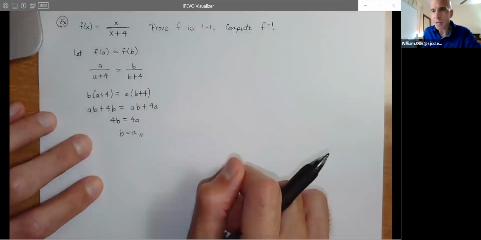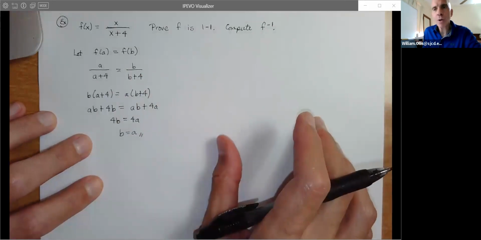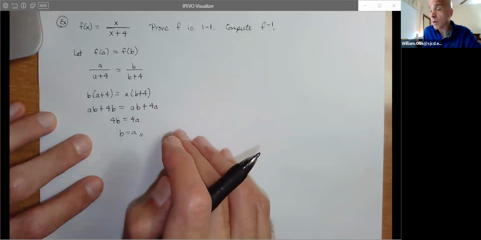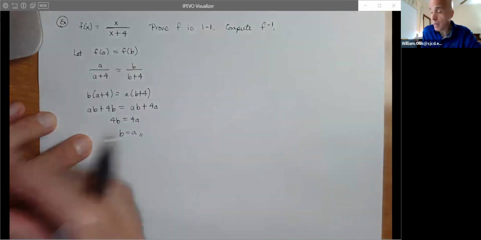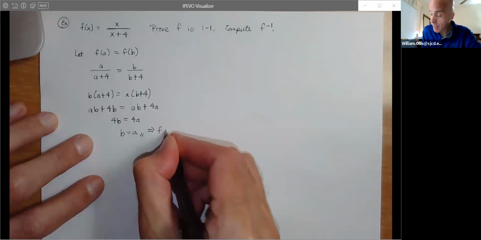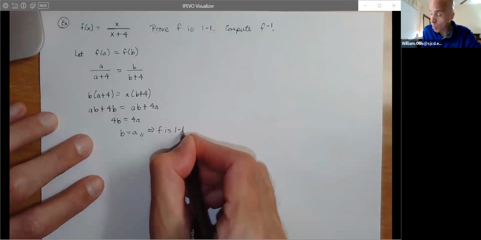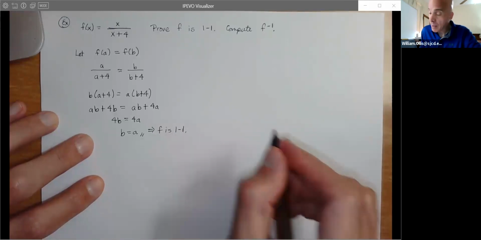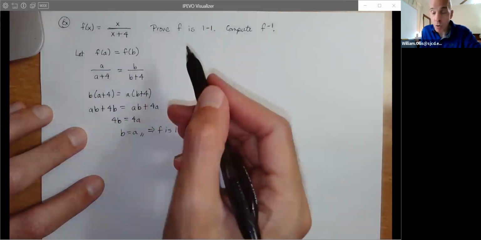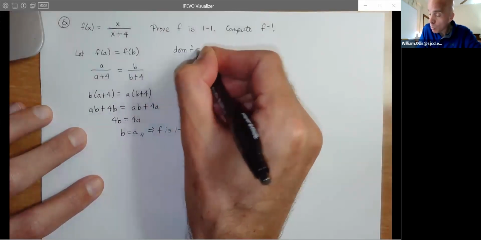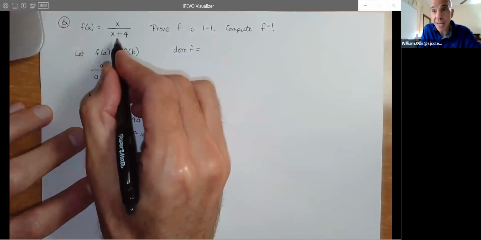So you're thinking, well, okay, what did we not do? We assumed that we have a one-to-one function. I'm asking you to prove that. We just did. So this implies F is, and I'll use the shorthand 1-1 because we're lazy, 1-to-1. Now, we might as well go ahead and write this down. The domain of F will just be all real numbers except -4.